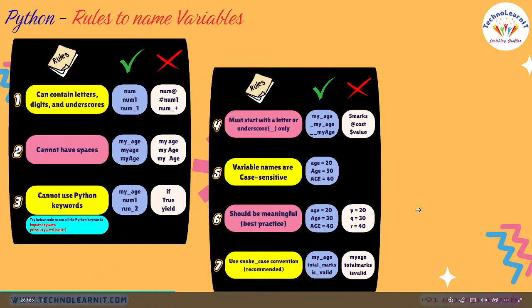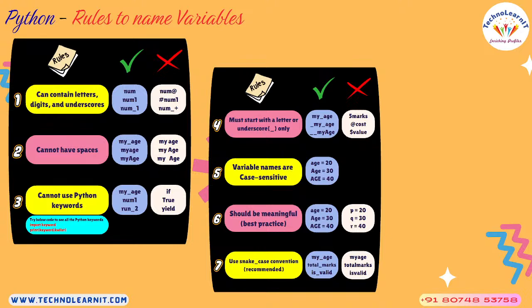Rule number 6 states that the variable name should be meaningful. This is just best practice, but there is no hard and fast rule for this. But it is always good to adhere to this rule because this will allow us to follow industry standard coding if you are developing code in the corporate world. So instead of using p, q, r, of course these are all valid variable names, p equal to 20, q equal to 30, r equal to 40, provide some meaningful variable names. What does that 20 represent? If it is representing your age, call it age. There is no harm, right?